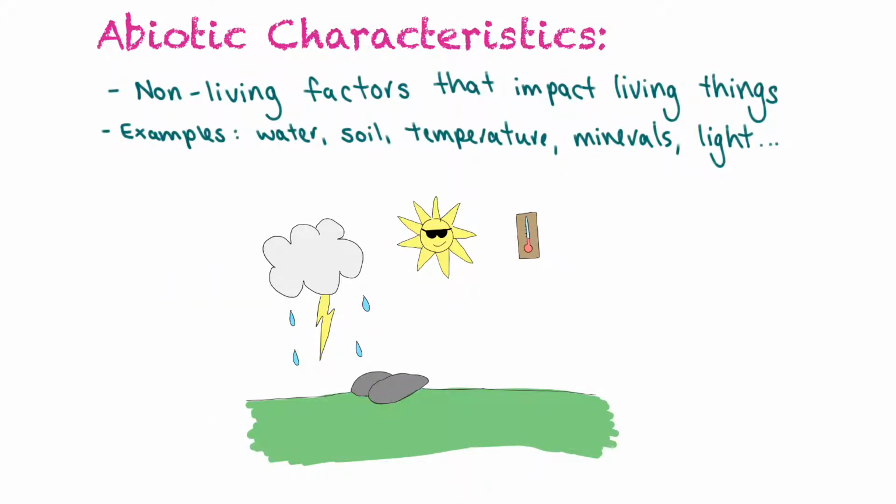Now, abiotic characteristics are non-living factors that impact living things. So the examples could be the water quality, the soil and what type of soil is in the area, the temperature in the area, the minerals that are in the soil, the light, how much light is being contributed to that part of the ecosystem, the weather events, the rocks. Anything that's non-living are abiotic characteristics.